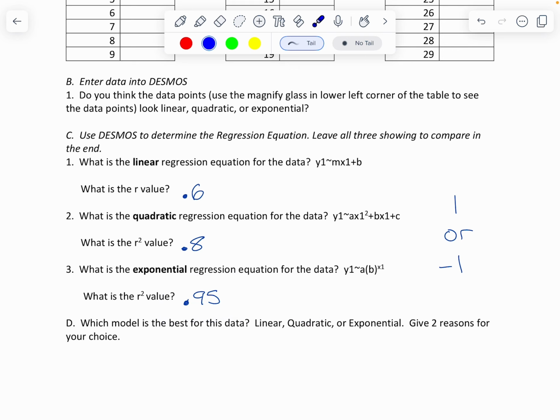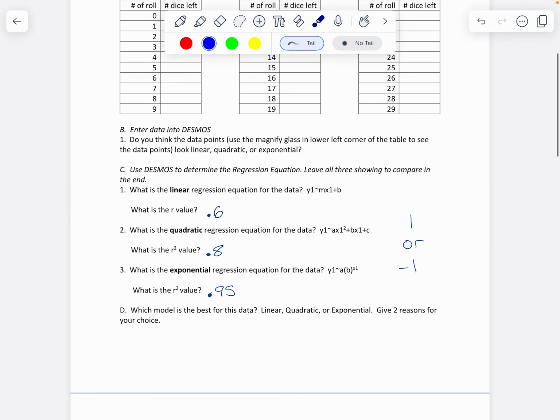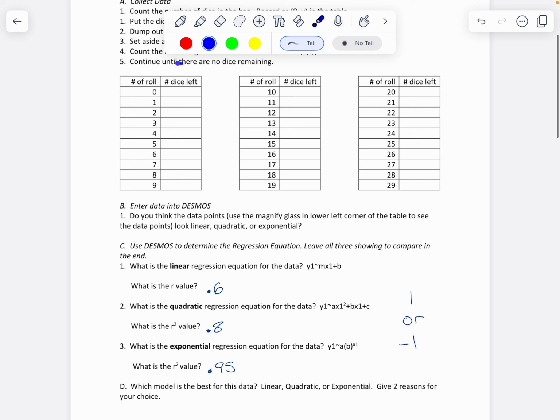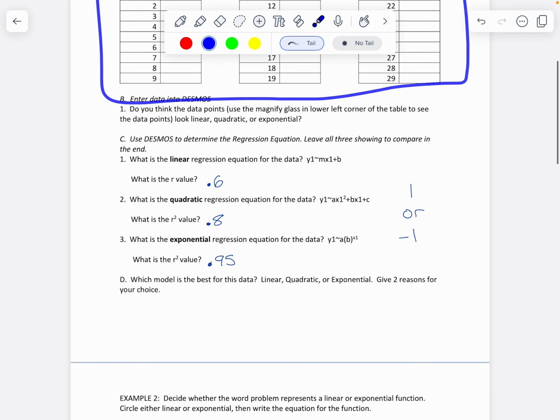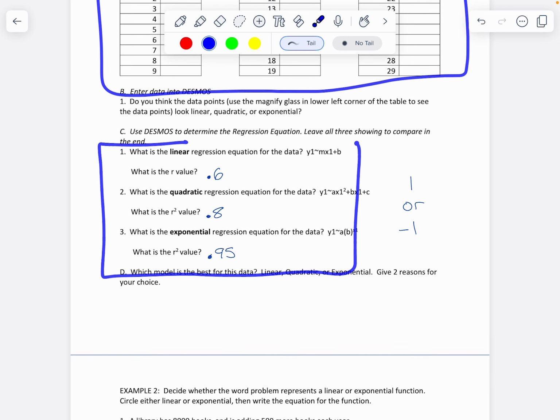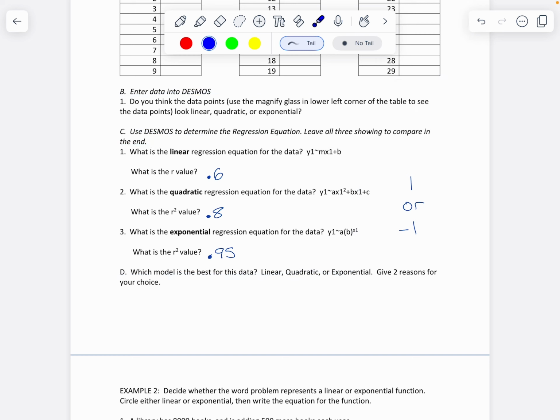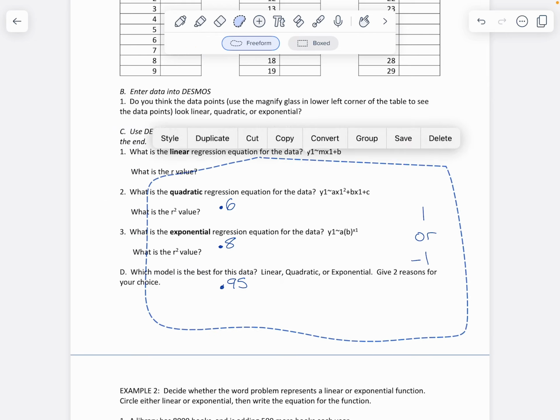You could say it looks exponential, and you could explain why. You could talk a little bit about the graph that you end up getting in Desmos. And then you can talk about why the data is linear, quadratic, or exponential based on your answers here. So you can look at the table, the graph, and your R values to give some reasoning for part D.